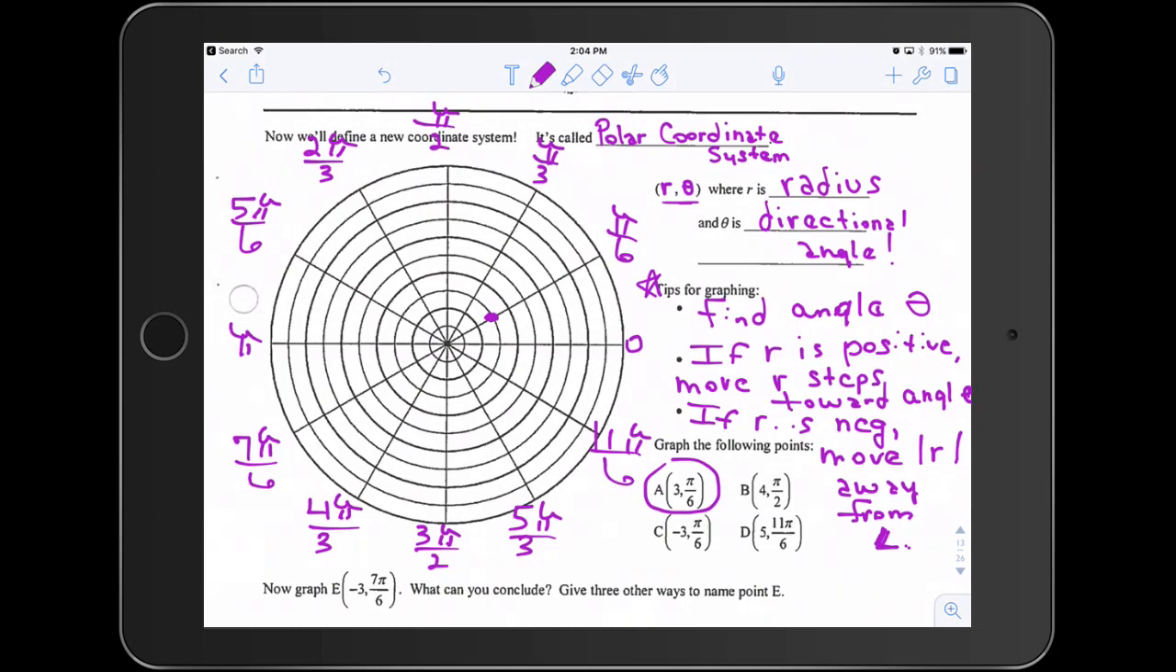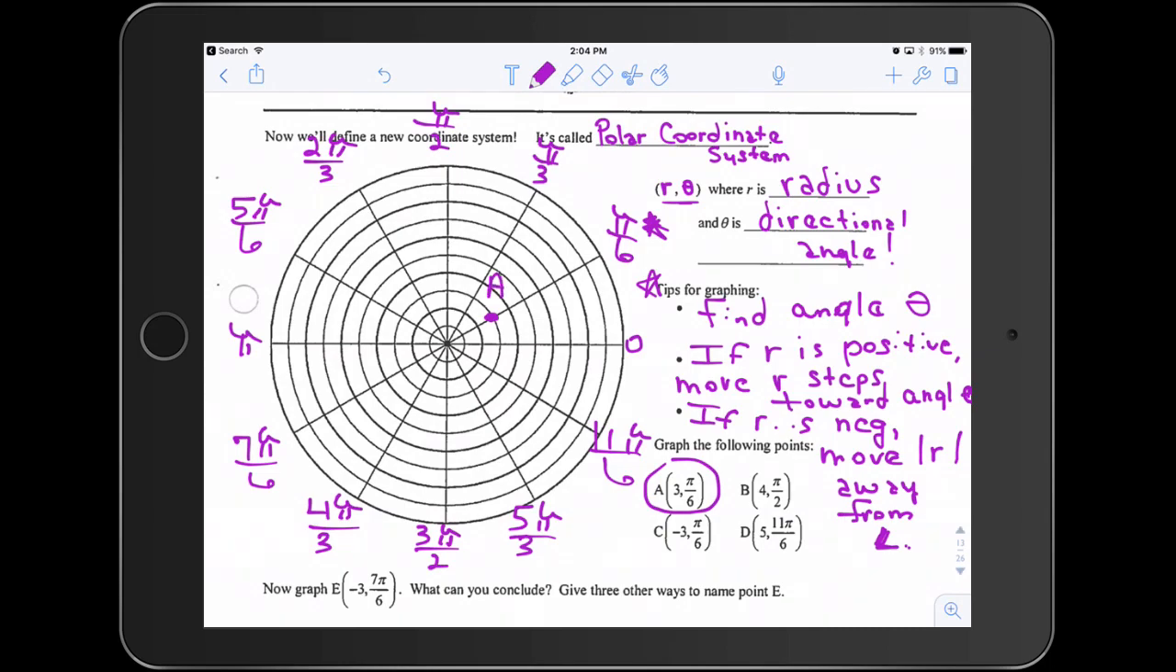So 1, 2, 3 out from the center towards this angle of pi over 6. So that's what the second part says. If r is positive, move r steps towards the angle. And so we're moving it towards the angle pi over 6. So just to kind of show you, and let's actually label this as point A.